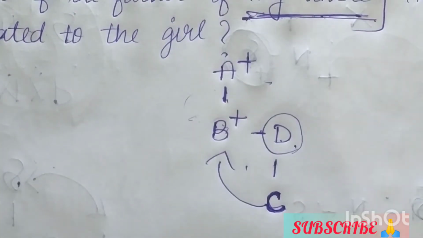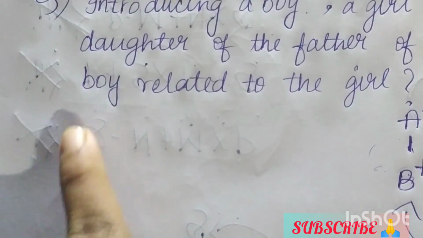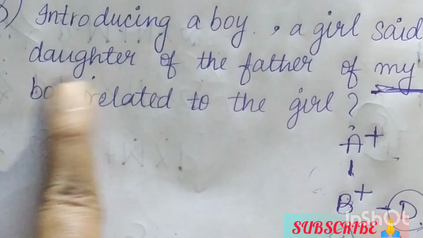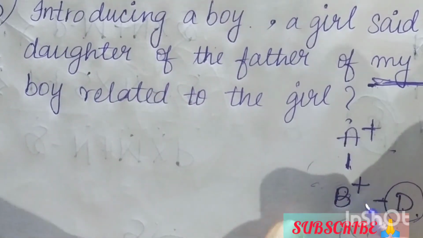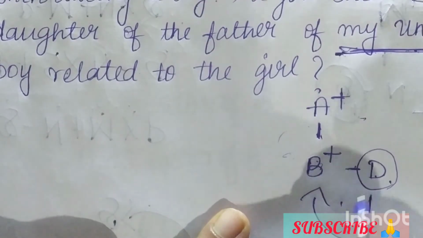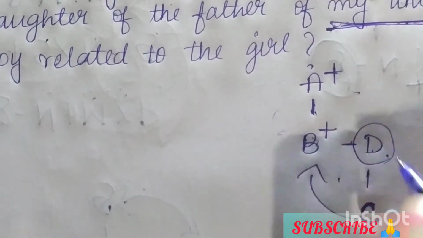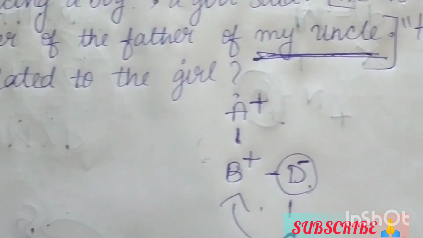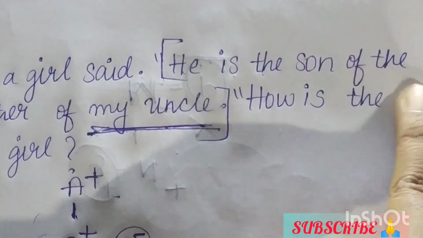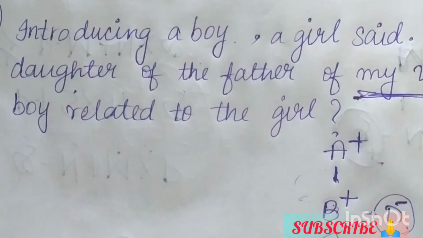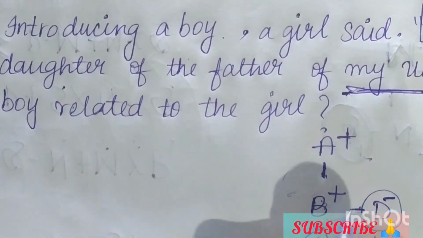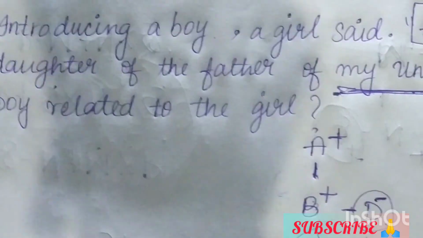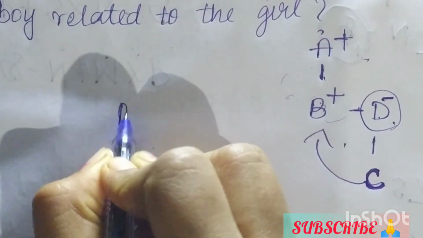Then father of uncle, daughter. The daughter of the father of my uncle. So daughter. Take D as daughter. Then son of the daughter. He is the son of the daughter of the father of my uncle. It will be brother. The relation is brother.